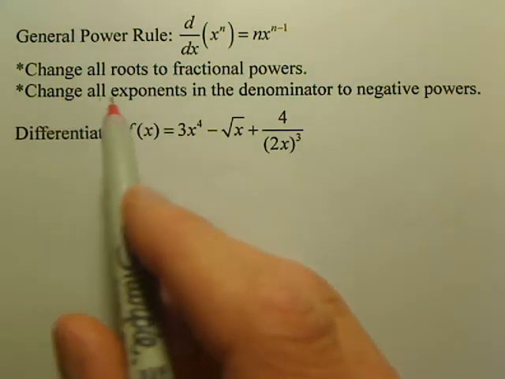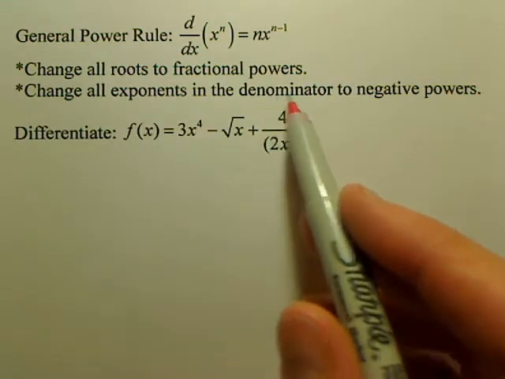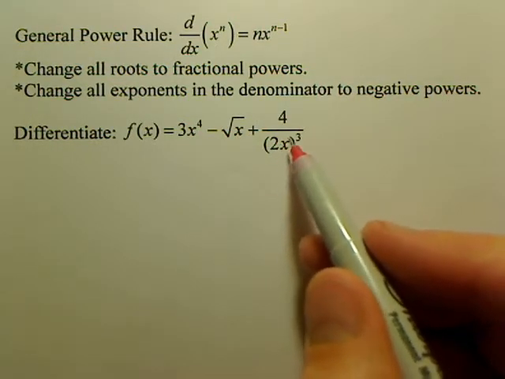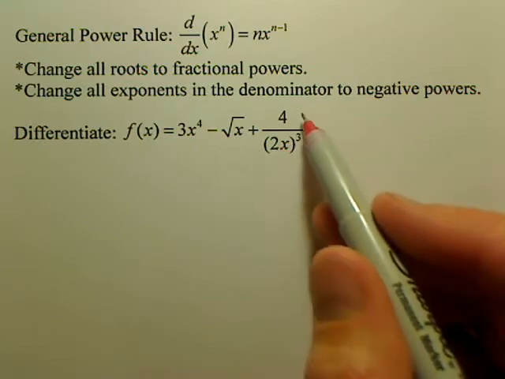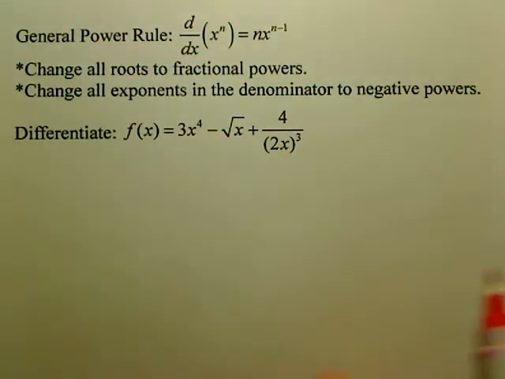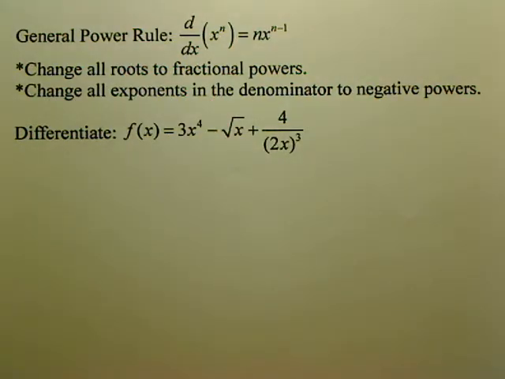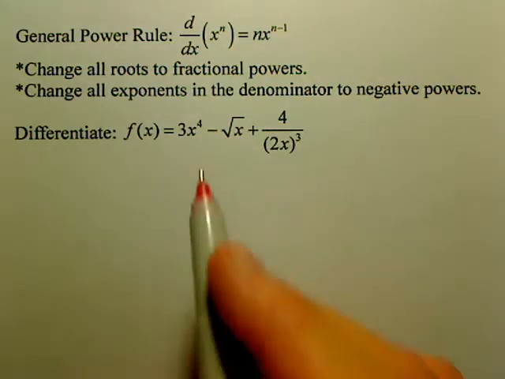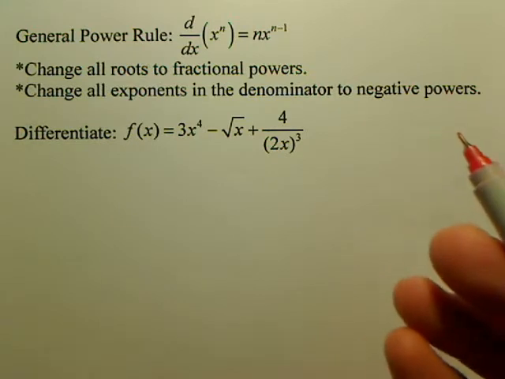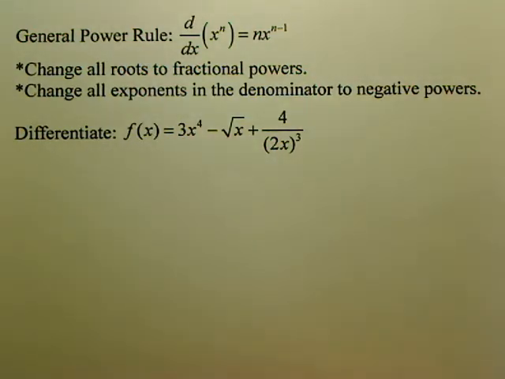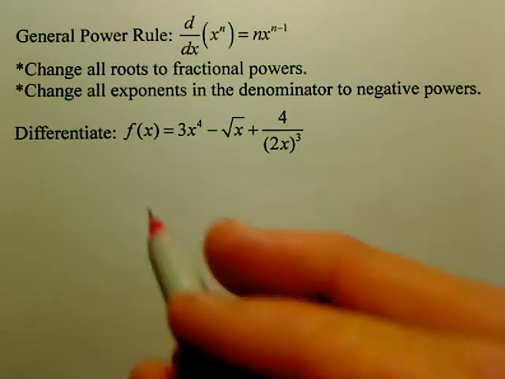Okay, next, you want to change all exponents in the denominator to negative powers. You don't want to leave denominators with powers. You want to bring them up and make them negative. Both those things will really help you, because then you can use the power rule, which is a very powerful tool. So before we take the derivative of this, we need to change the way it looks. It'll make it a whole lot easier for us to do this.